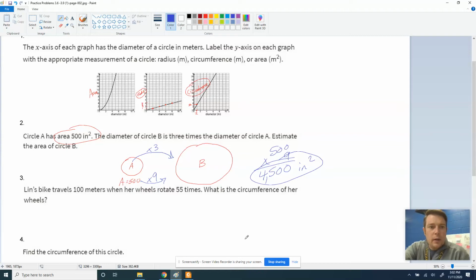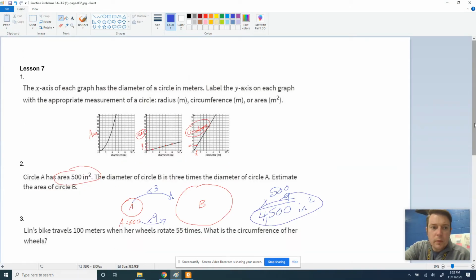Guys, Mr. Catlin here. We're looking at your homework for our lesson 7, and I went ahead and drew on here a little bit because I didn't want to take a whole lot of time. I went over this in several of the classes, but on the first one, you're looking at 3 graphs, and each of them compare diameter of a circle to a different other part of the circle.